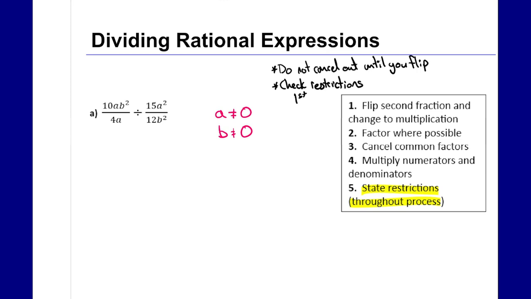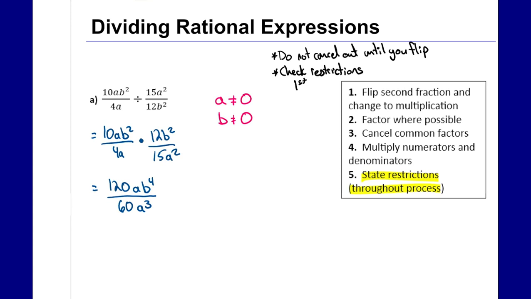Now I can flip the second fraction. So ab squared divided by 4a, times, I'll put a dot so we don't get confused with x's, 12b squared divided by 15a squared. Now I can look to cancel things out, or I can just multiply through, because there's no real factors right now. So I have 120ab to the power of 4, because again, adding exponents when we multiply, divided by 60a cubed.